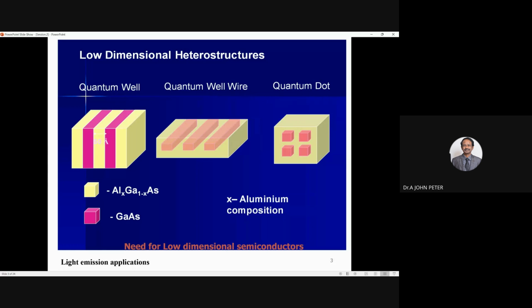Next one is quantum well wire. Next one is dot. I have already told you about confinement, restriction of directions. If you restrict only one direction, the electron will try to move in a plane, the XY plane. So this is called a quantum well. Confined in two directions, the electron will try to move in a single direction, quantum well wire. The last one is when it is restricted in all the directions, quantum dots.